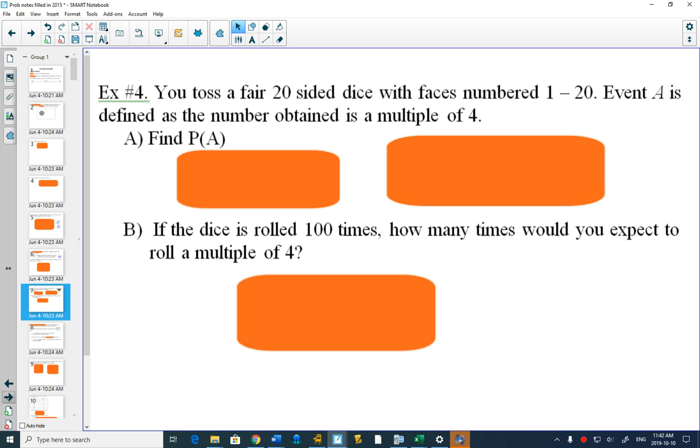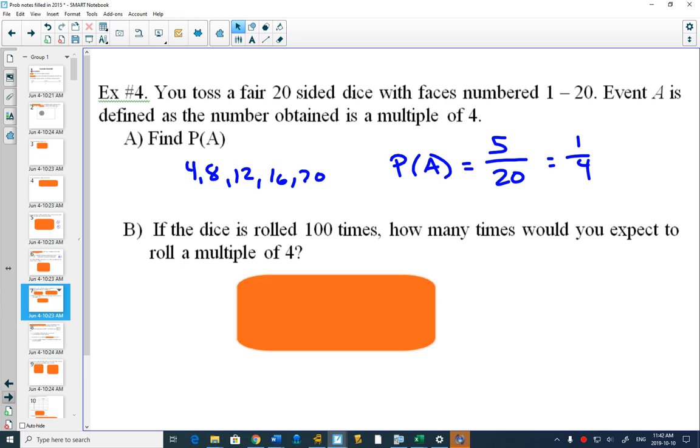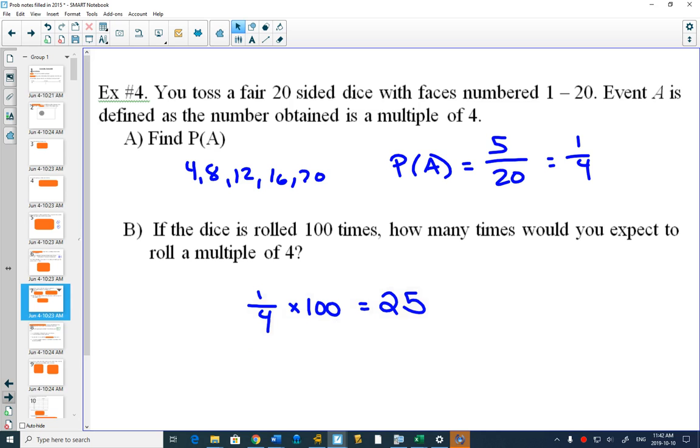Okay. Event A is defined as the number obtained is a multiple of 4. Find the probability of A. Well, you could get a 4, 8, 12, 16, or 20. So your probability is 5 out of 20, 1 out of 4. If you roll the dice 100 times, how many times would you expect to get a multiple of 4? 25 times.